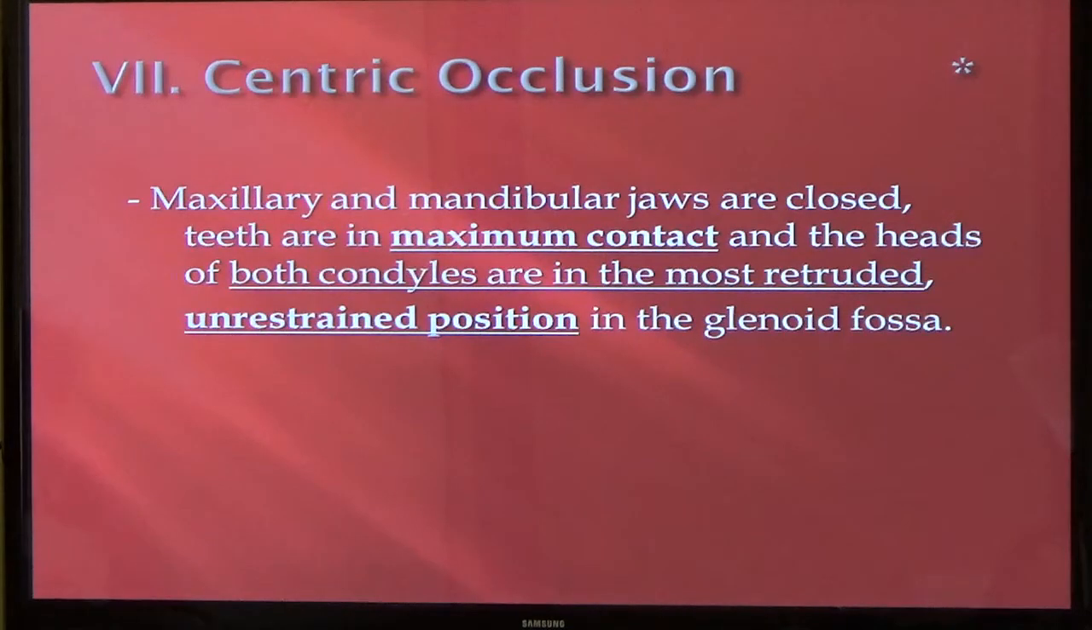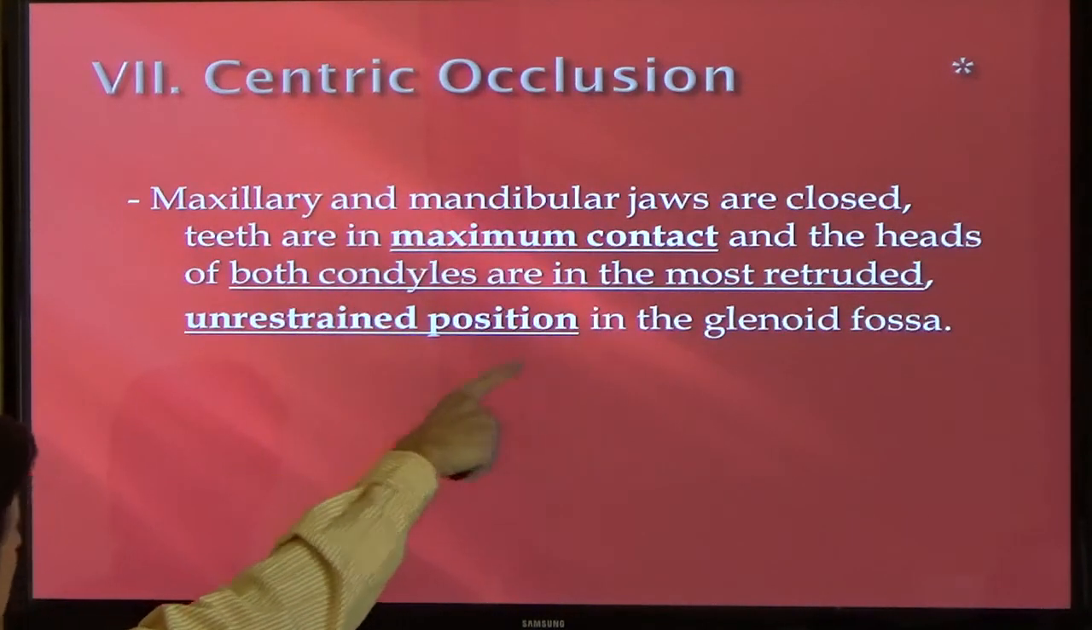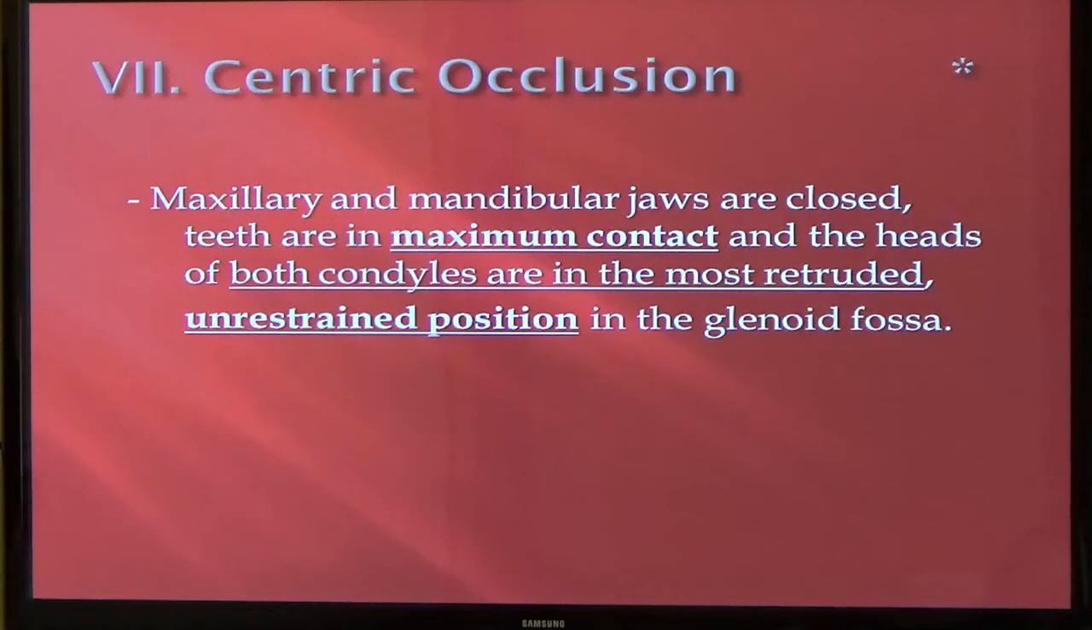And what was that fossa called? Remember? Glenoid fossa. What bone? The temple. Yeah, nice. So the glenoid fossa of the temporal bone. Okay, this is what we're talking about. Both condyles are in the most retruded and unrestrained position in the glenoid fossa. Oh, it says right there. That's cheating. I didn't read it.